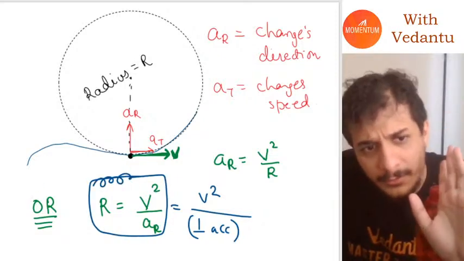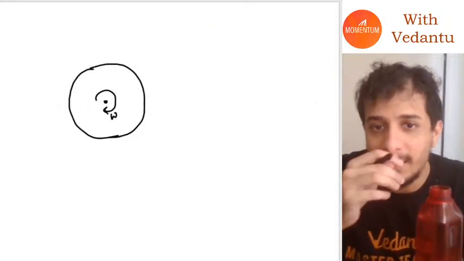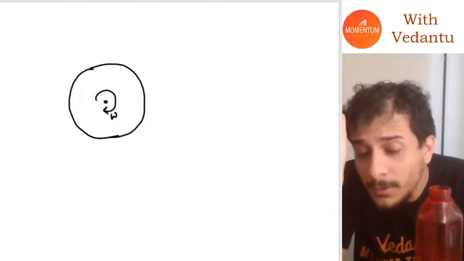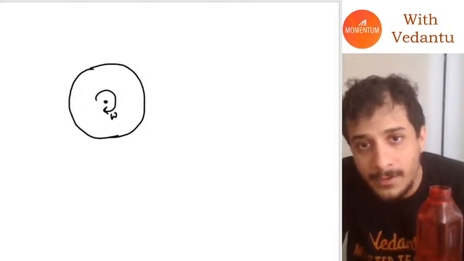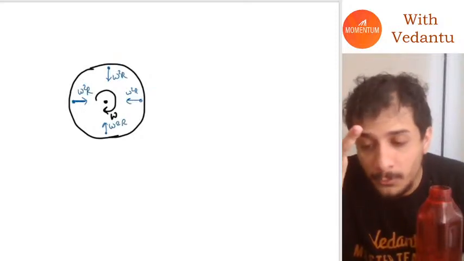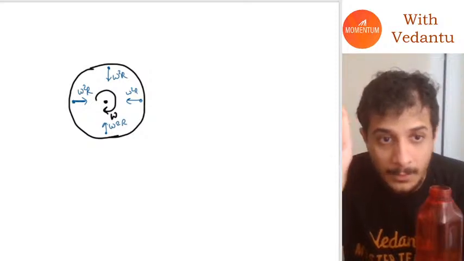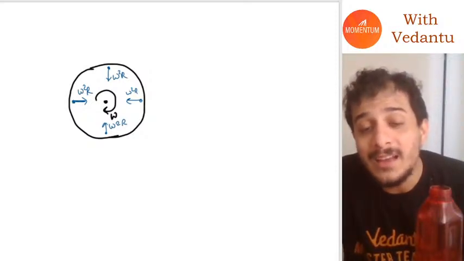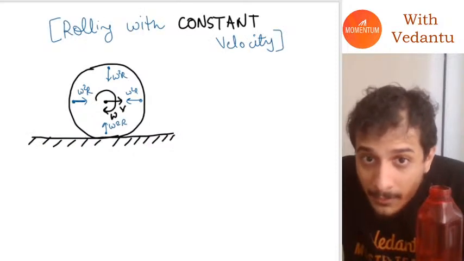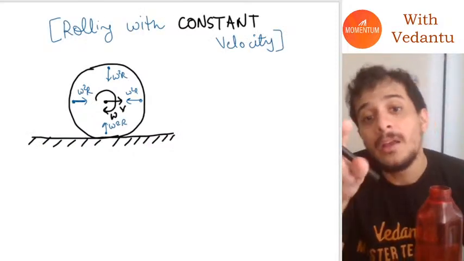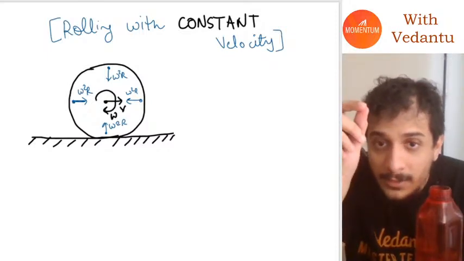Now, in order to understand this, first of all, let's look at a rigid body. Let's say I have a rigid body, and this rigid body is rotating with angular velocity omega. Then all the points on this body will have acceleration towards the center called omega square r. Now if this body is actually rolling on a floor with constant velocity, then the situation will be something like this. Here, it will still be rotating with angular velocity omega, and the acceleration will still be omega square r.